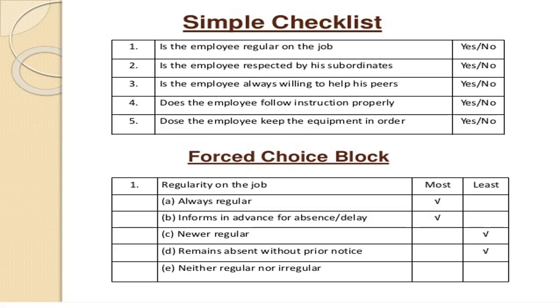Then you have the forced checklist method, or forced choice method, wherein the entire detail about the employee will be put forth here. So regularity of the job. If you could see, in the simple checklist, is the employee regular on the job? Only yes or no is there. So here in forced choice, regularity of the job: always regular, informs in advance for the absence and delay.